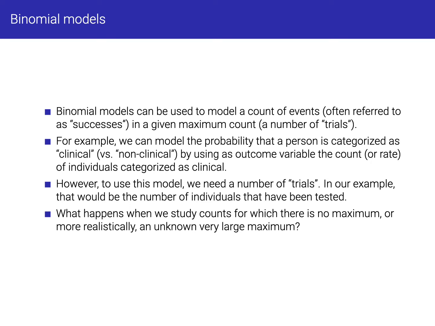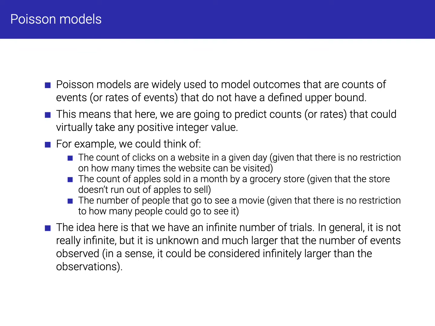So what happens when we study counts for which there actually is no maximum, or maybe we more realistically think there is a maximum, but we don't know what it is exactly? We just know that it's possibly a very large number. So Poisson models are widely used to model outcomes that are counts of events or rates of events that do not have a defined upper bound. So this means here that we're going to predict counts or rates that could virtually take any positive integer value.